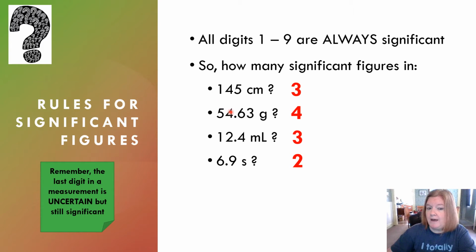Now remember, the last digit in a measurement is uncertain. So this 5 would be uncertain. This 3 would be uncertain. This 4 would be uncertain. And this 9 would be uncertain, but still significant. The only exception is if you count it. If I counted 17 students, all of those digits are certain because I literally counted it. So if you're counting, it's significant, but if you're measuring, the last digit is uncertain.